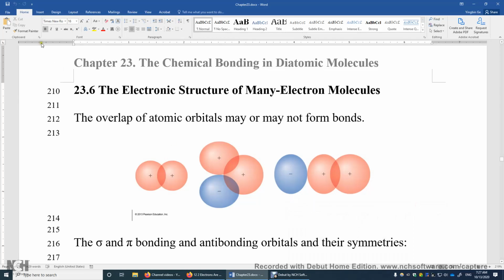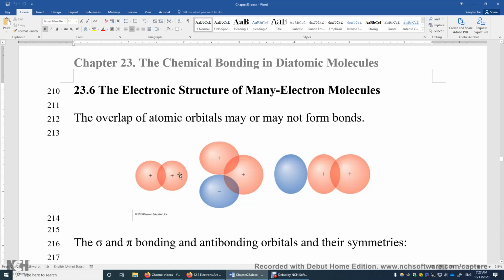Section 23.6. The electronic structure of many electron molecules. In this section, we will look at the shapes of the molecular orbitals of homonuclear diatomic molecules and their molecular orbital diagrams. So first, let's look at the interaction between atomic orbitals.